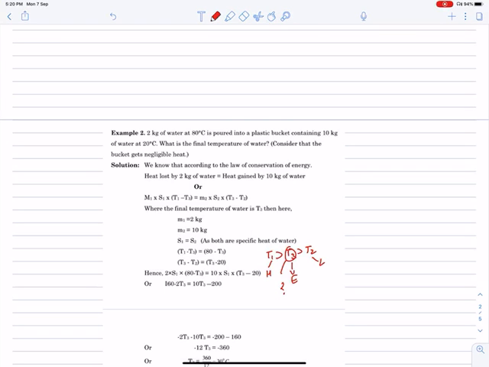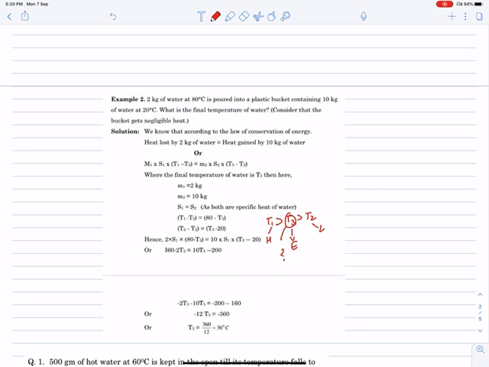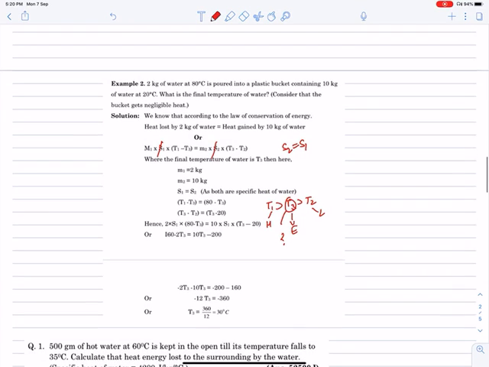Obviously you will equate and put the numbers. Everything is given. m1 is given, m2 is given. Specific heat you need not calculate, because this is also the specific heat of water. So here s2 is equal to s1, so it will cancel. Only you have to solve for T3 and you will get 30 degrees Celsius. So it is also very easy.